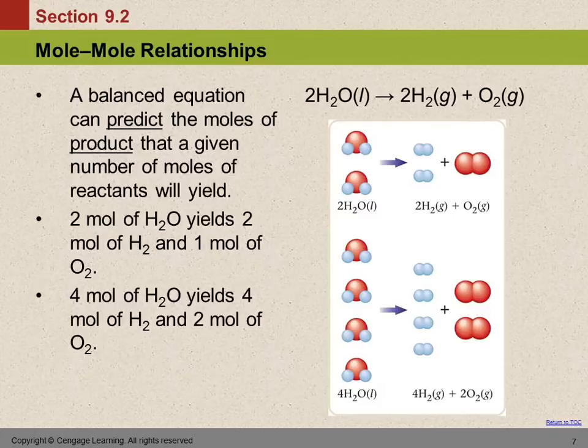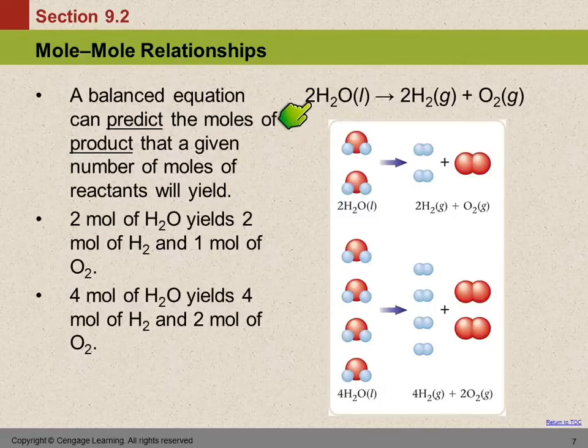And the mole, being a ginormous unit, brings it up to a size where we can actually see it and measure it. So we're going to pretty much do everything in terms of moles. So the balanced chemical equation can help us to predict the moles of product that a given number of moles of reactants will yield. And this is very practical stuff. So if we're decomposing water, we want to know how much hydrogen gas and how much oxygen gas we will get if we decompose a certain amount of water.